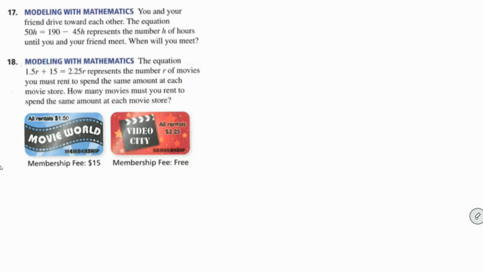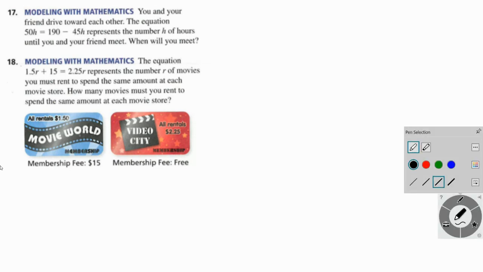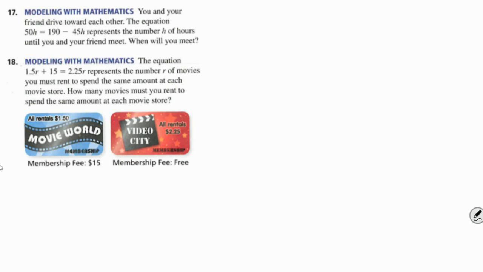Okay, number 17. You and your friend drive toward each other. The equation 50h equals 190 minus 45h represents the number h of hours until you and your friend meet. When will you meet? So it's kind of cookie cutter here. I think they've got the training wheels on for you, because they're giving you the equation. All we have to do is solve.